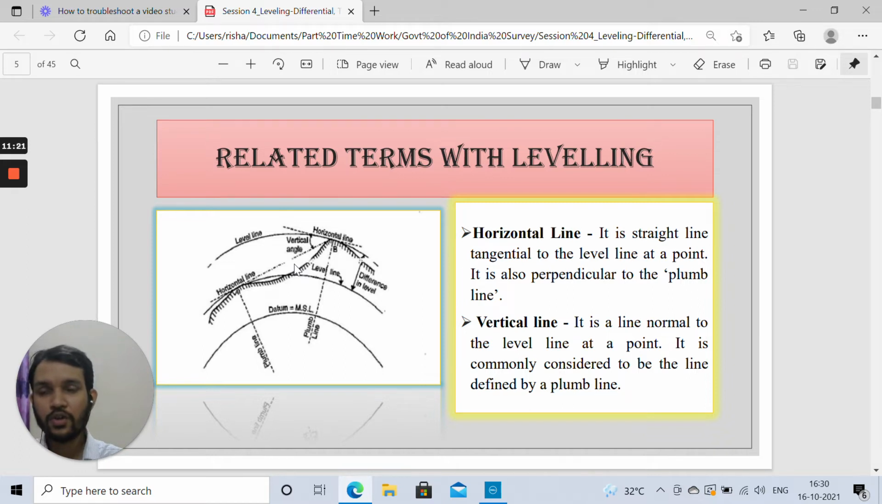Okay, or you can say exactly normal to the level line, because what is horizontal line? Horizontal line at any particular point, if you can see in the figure, it is tangential to the level line. So even here you can see, if this is the level line that has been shown, then it is perfectly tangential to the level line, and on that level line, whenever you will be drawing the perpendicular to that, here it has been shown. Okay, this is the horizontal line, and if on this horizontal line you draw a perpendicular, then this line will be the vertical line. Okay, it is a line normal to the level line at a point.